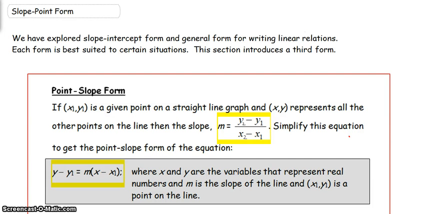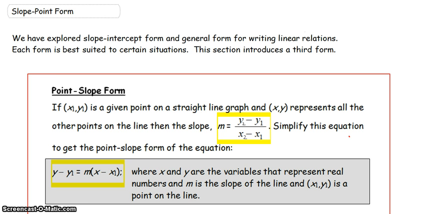In this lesson, we are going to be looking at a third form of the equation of a line. It's called point-slope form. Point-slope form is a tool that we are going to use. It's going to be able to find the equation of a line when we know the slope of a line and we know a point on the line other than the y-intercept.